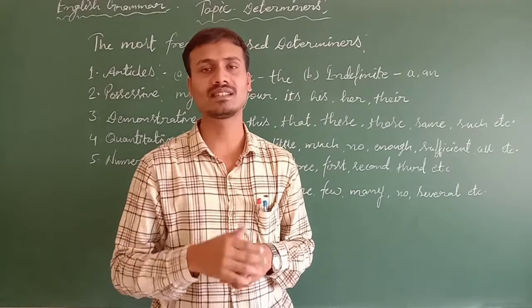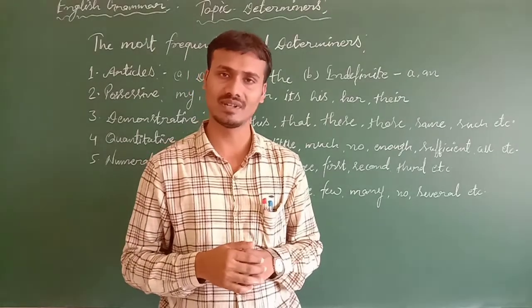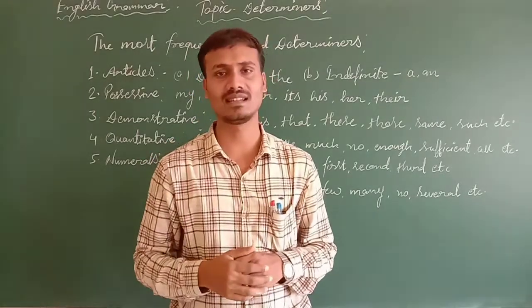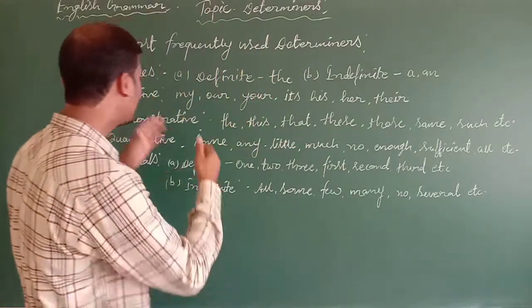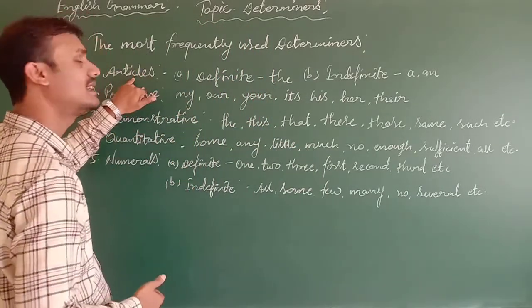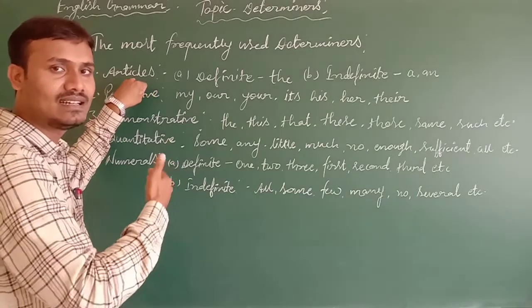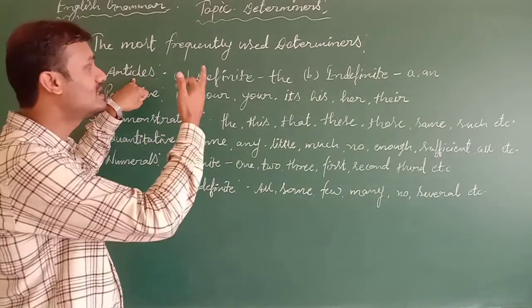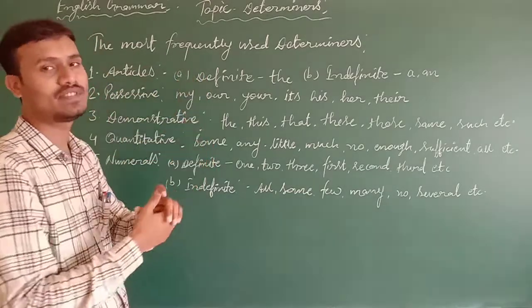Students, now let's discuss the most frequently used determinants that we come across in English sentences. So, I have categorized these determinants in these forms. You can see here, the first is articles. As I said and discussed earlier, the articles come under the determinant. They are also a form of determinant.